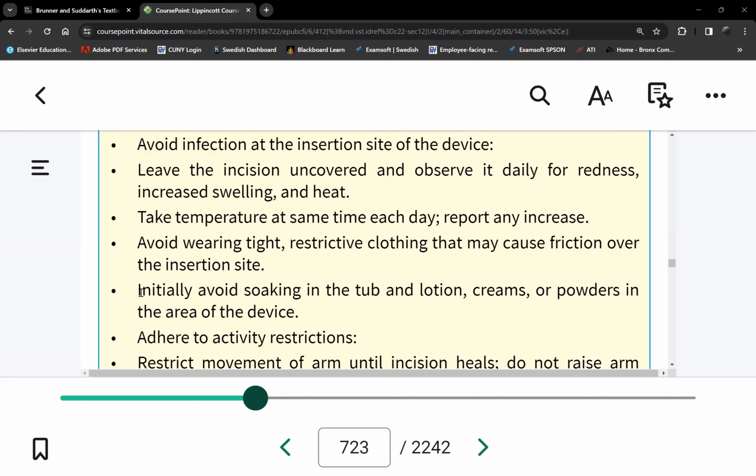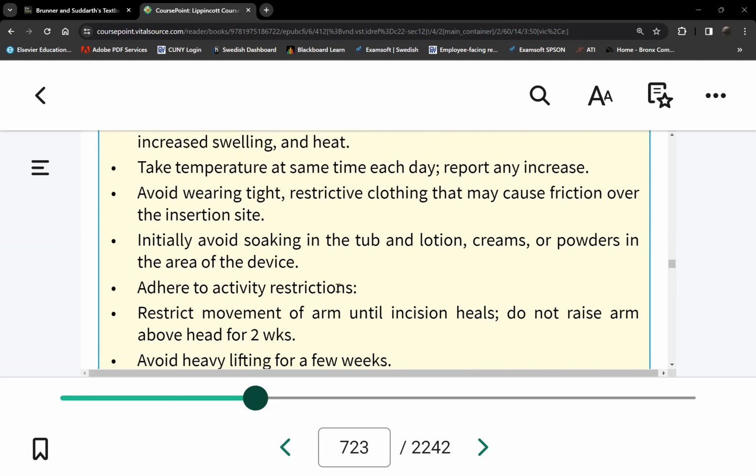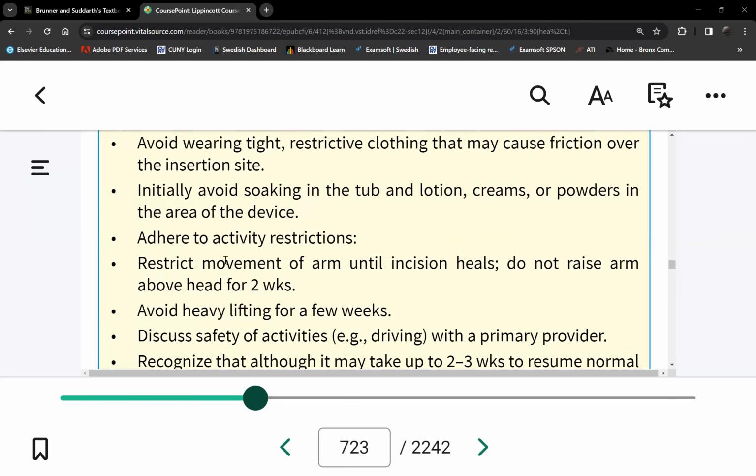No tub baths, okay? So they can't soak their body, not the incision site, for a while. And as far as the activity, here are the activity restrictions. They can't raise their arm above their head, so therefore, can they drive or operate machinery? No.